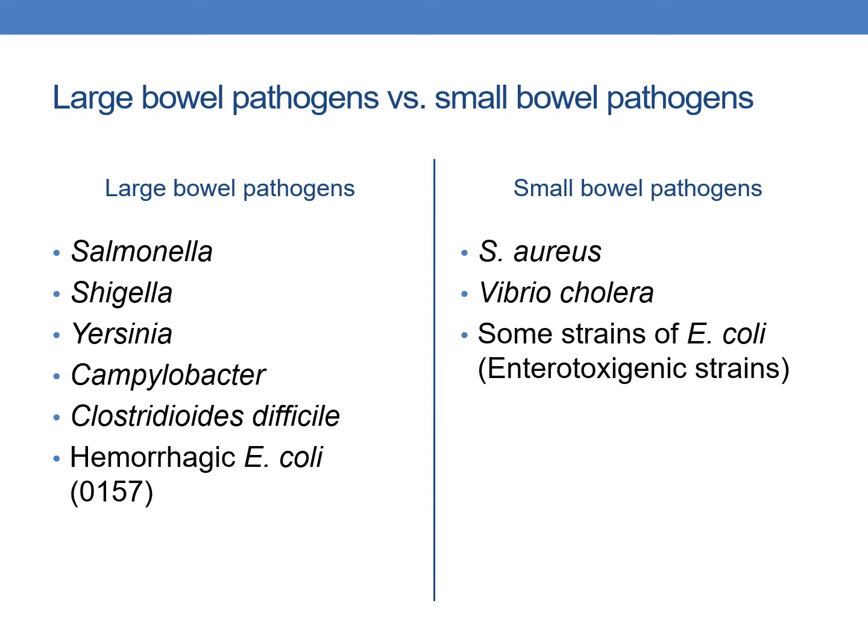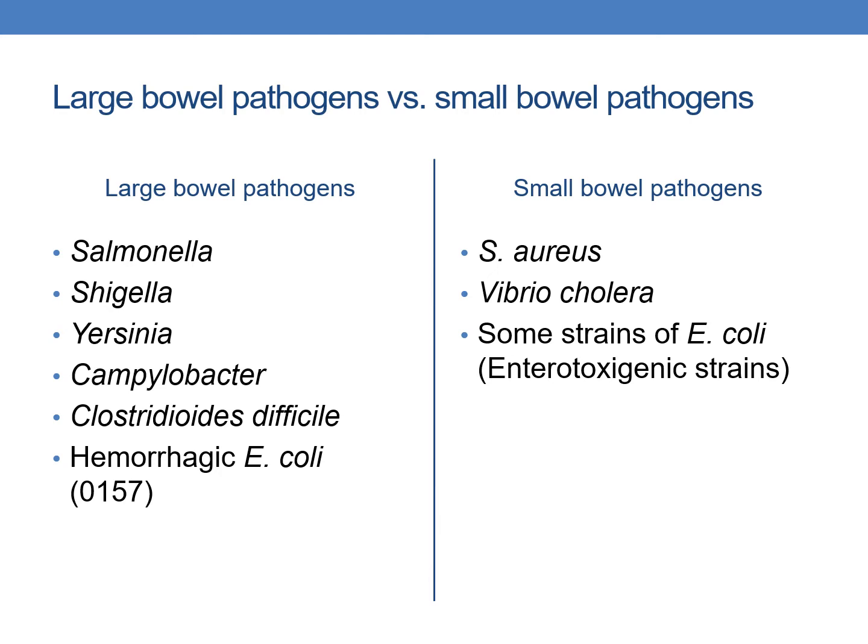So here's just kind of an initial list of the organisms that cause large bowel infections and ones that cause small bowel infections. The large bowel infections are those infected with the invasive organisms such as Salmonella, Shigella, Yersinia, Campylobacter, Clostridioides difficile, and E. coli O157.